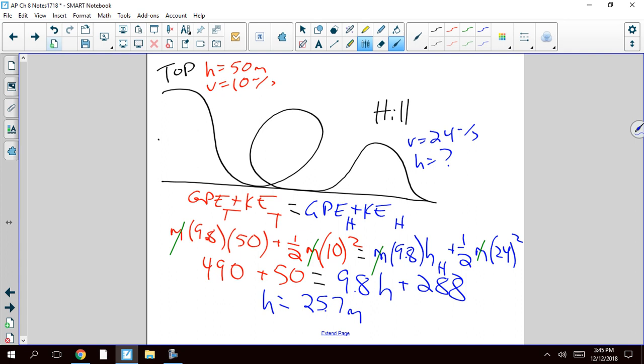All right, now let me just point out real quick, because this will make things a little bit easier in a minute. What this is telling us is that our total energy on the ride is, let's see, 490 plus 50 is 540 times M, if we hadn't canceled them out. I'm going to use that in a minute. So the total energy at the top is 540. All right, so that's that.